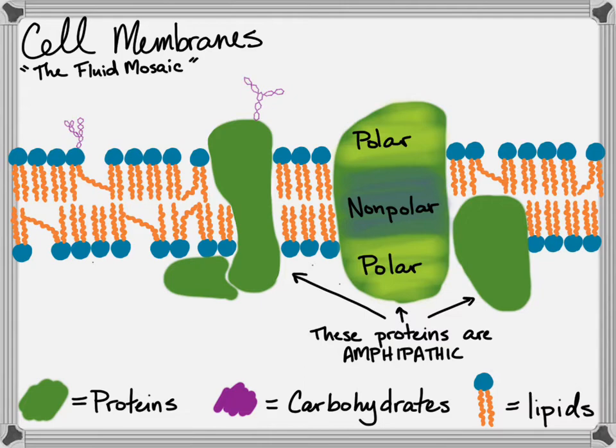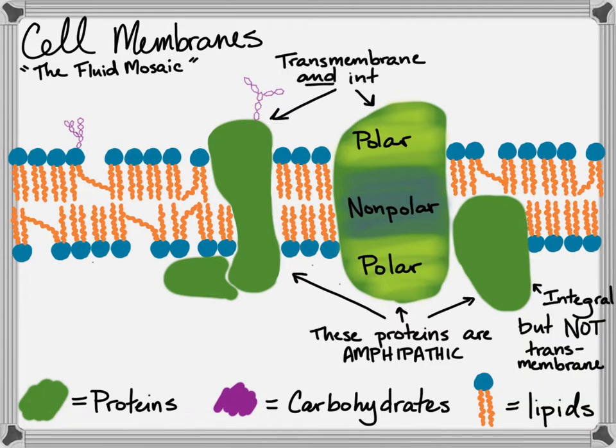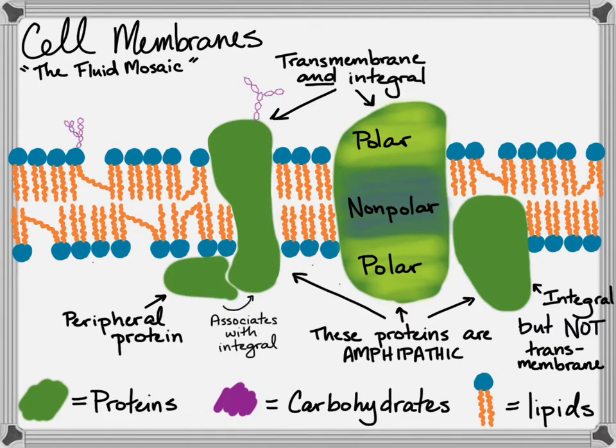Other integral proteins are only exposed on one side of the membrane or the other. The protein on the right is an example of an integral protein that is not transmembrane. So all transmembrane proteins are integral proteins, but not all integral proteins are transmembrane proteins. And there's a third type of protein, the peripheral proteins, that hang out near the membrane but are not integral. They are often associated with the polar part of an integral protein, but since they're on the edge or the periphery of the membrane, they're called peripheral proteins.